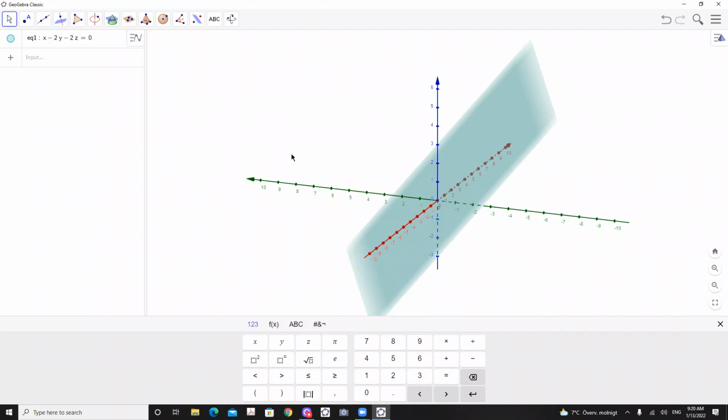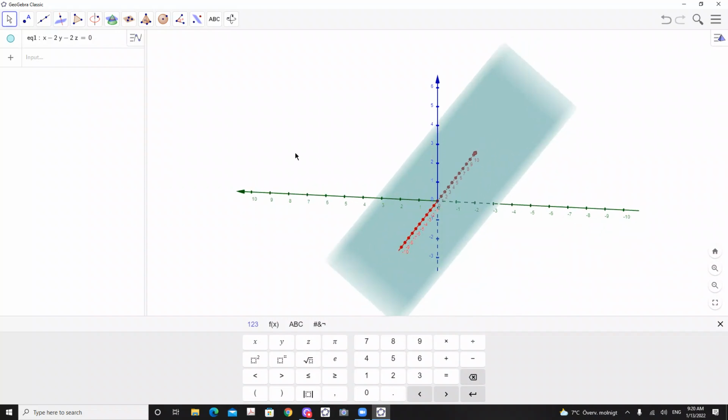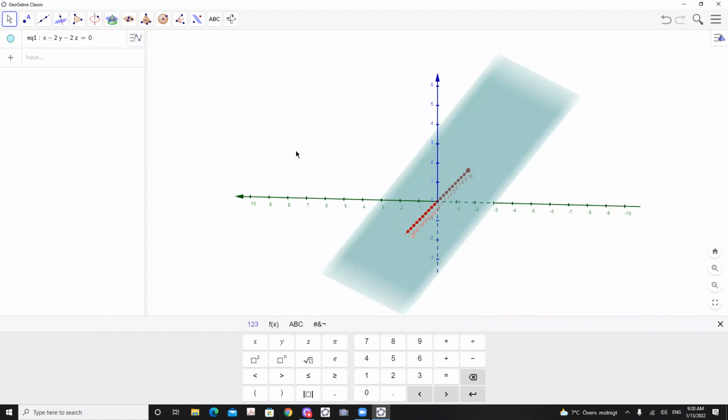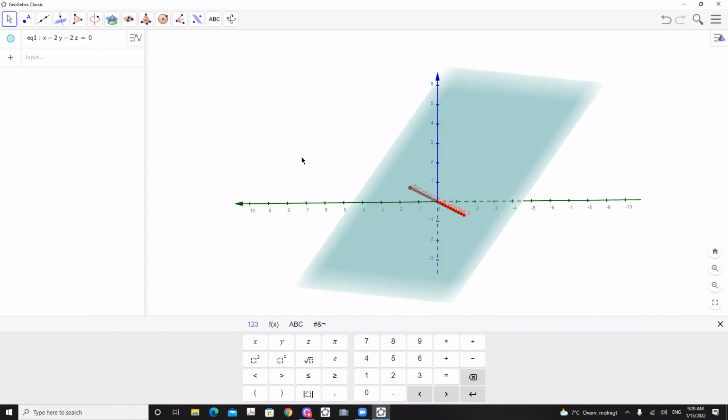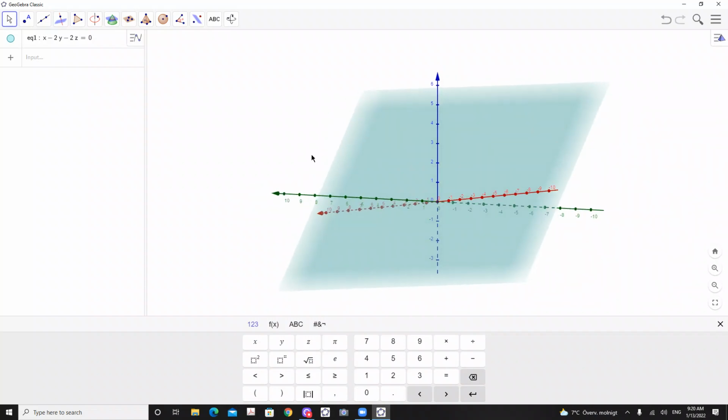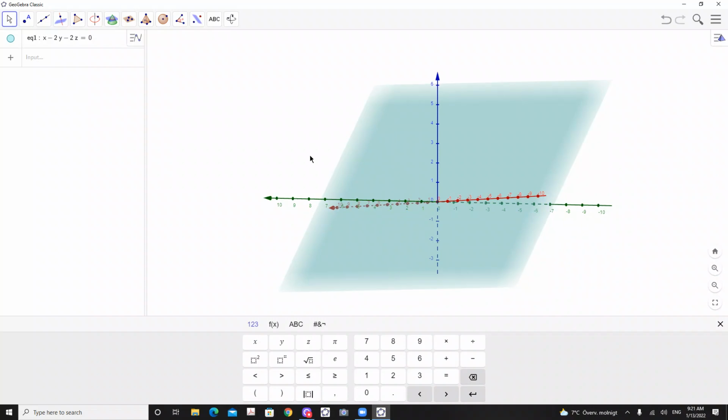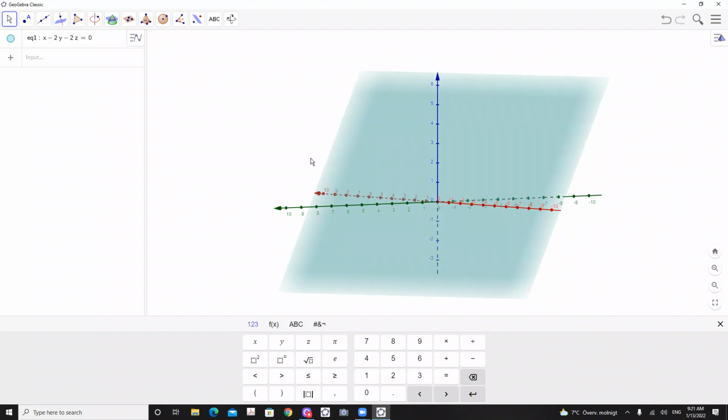Could you anticipate that this plane is supposed to pass through the origin? What do you think would be the coordinates of the origin in 3 dimensions? In 2 dimensions, the coordinates are 0 and 0. But in 3 dimensions, what do you expect? 0, 0, and 0. But could you anticipate, before seeing it in GeoGebra, that this plane definitely passes through the origin? You don't have enough knowledge about planes, but you should be able to anticipate it. How? Since the equation equals to 0.